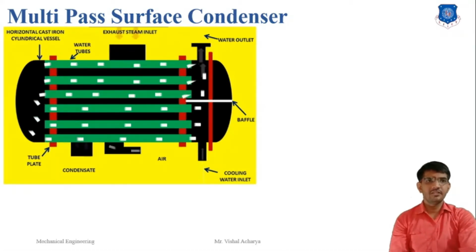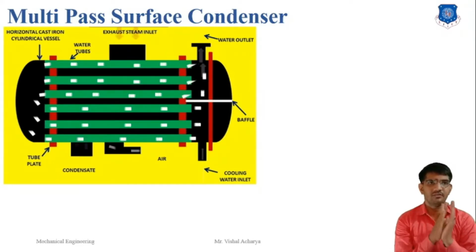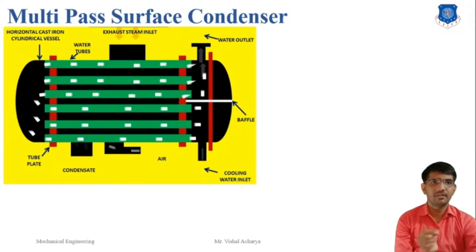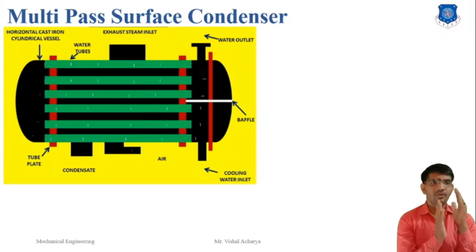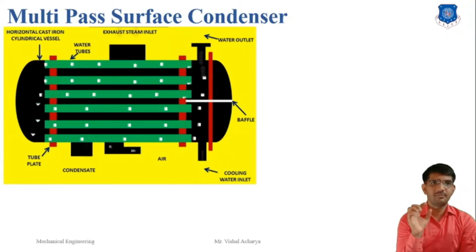A surface condenser is a type of condenser in which the steam and cooling water do not mix with each other, and because of this, the condensate can be used as boiler feed water. It is also called the non-mixing type condenser. This fundamental we also learned in the last lecture. In this lecture, the figure shows the longitudinal section of the multi-pass surface condenser.